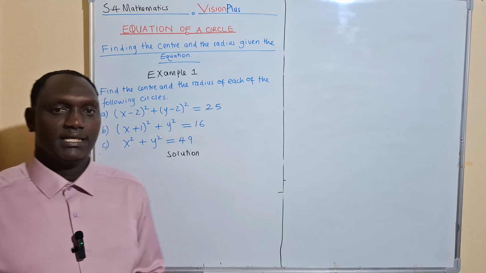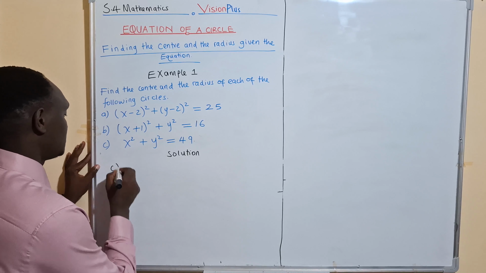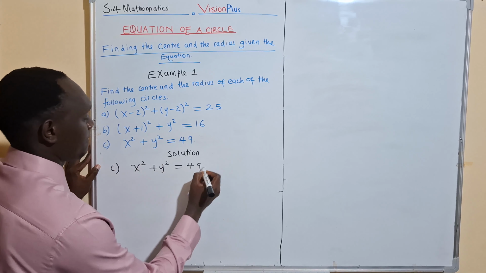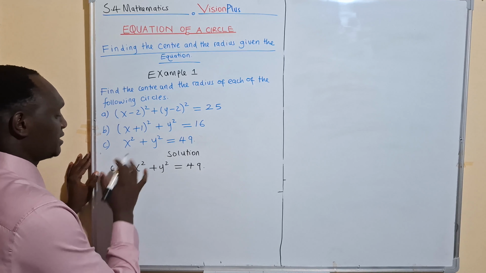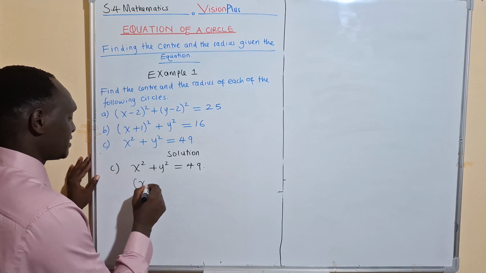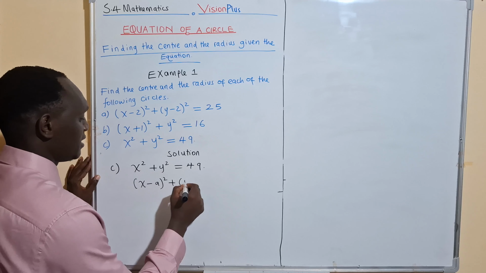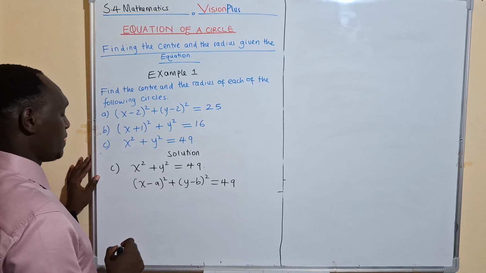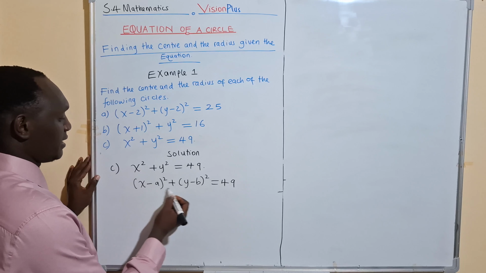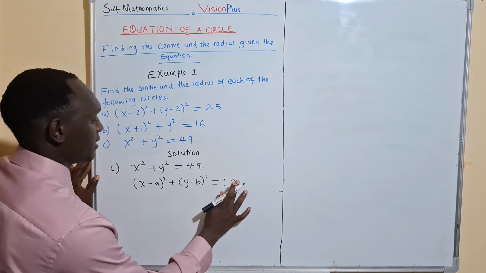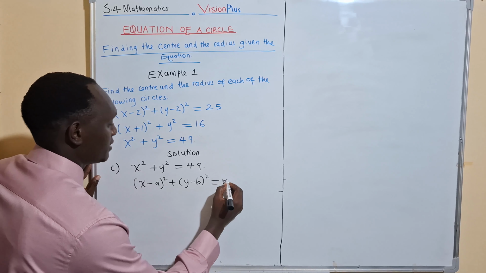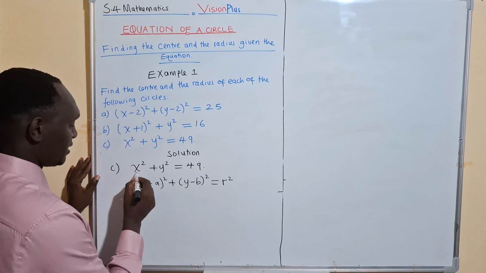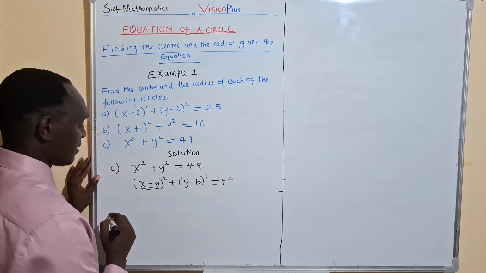And now going to part C. Part C says that we have x squared plus y squared equals 49. Let us compare this equation to the general form of the equation of a circle given by x minus a squared plus y minus b squared equals r squared. Now we need to compare so that we get a, b, and r. This means that the square and square correspond. That means x here corresponds to x minus a.